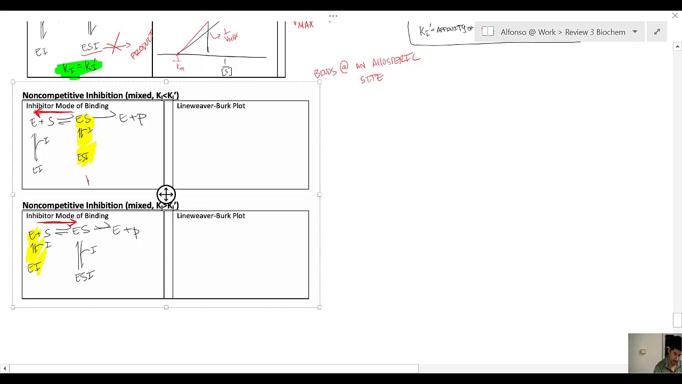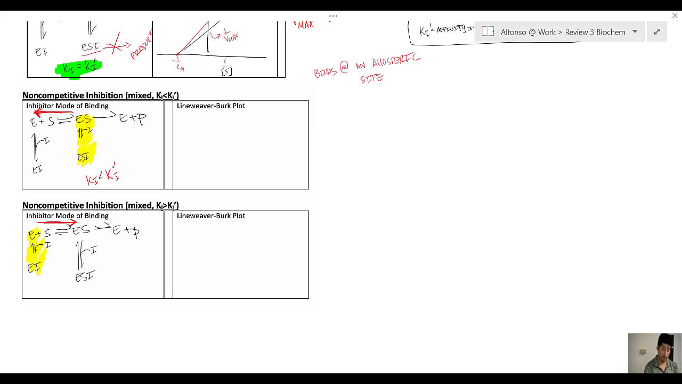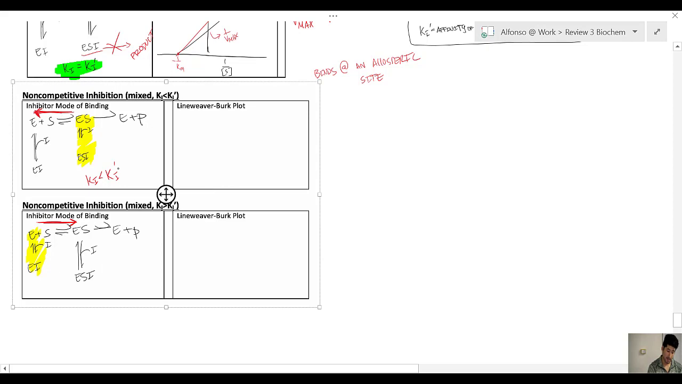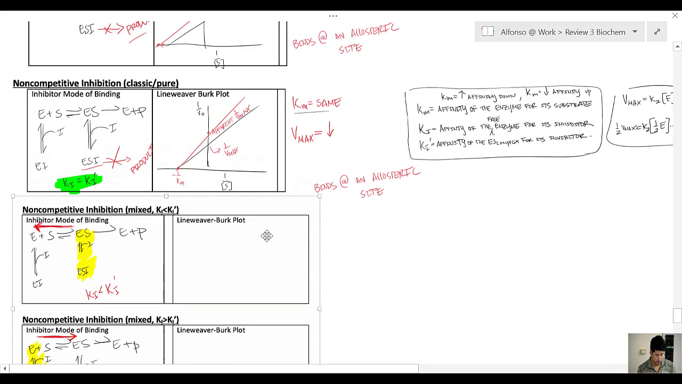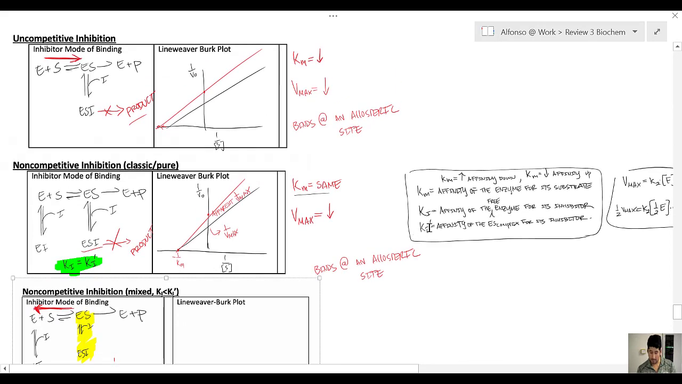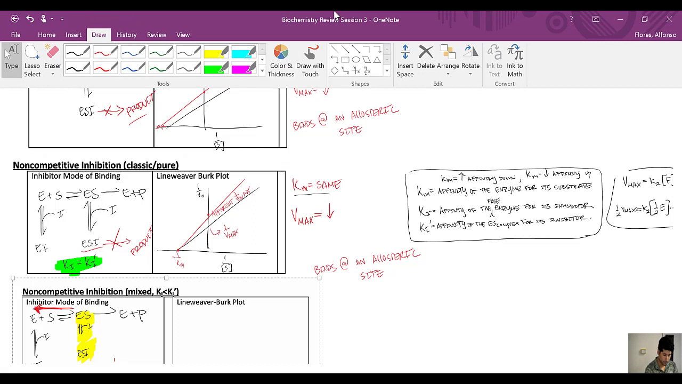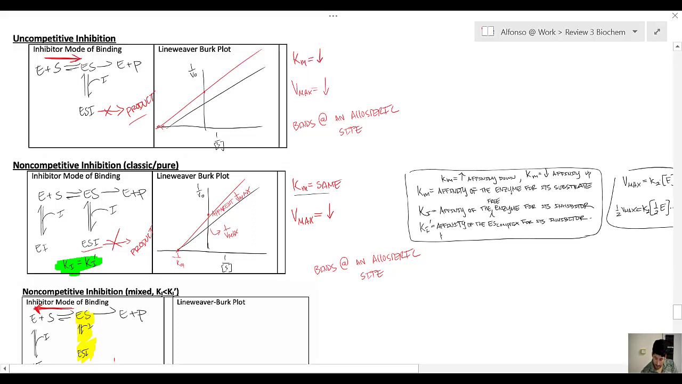Okay, so then for this one right here, where Ki is less than Ki prime, what Ki less than Ki prime means is that the free enzyme has a higher affinity for the inhibitor than the enzyme substrate complex has for the inhibitor. Right? Because Ki prime is the affinity of the ES complex for its inhibitor, and a smaller Ki means greater affinity.